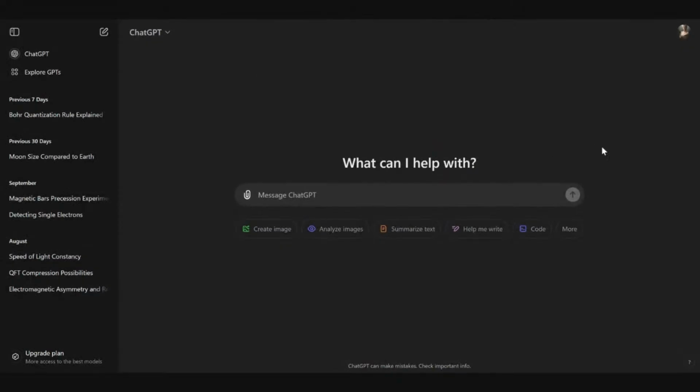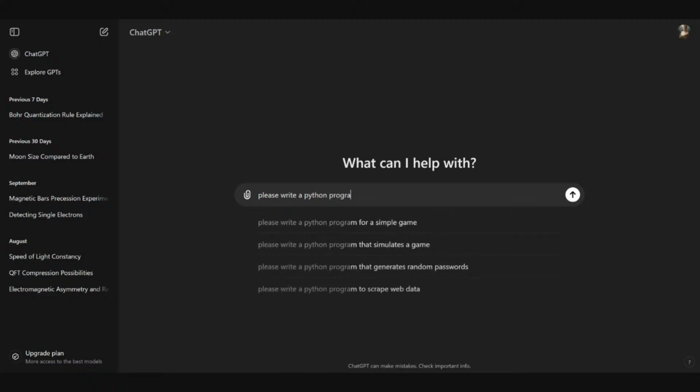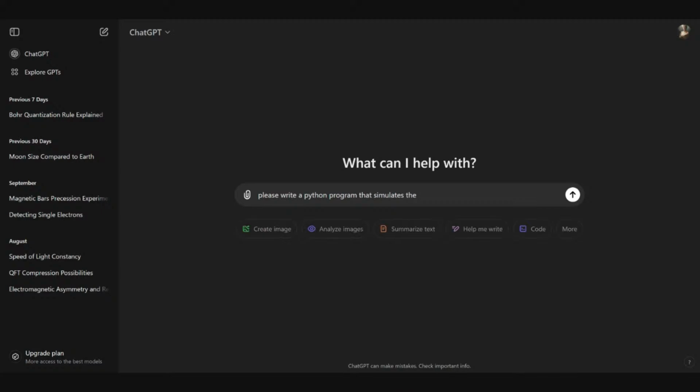So we're going to ask ChatGPT, please write a Python program to simulate a quantum entanglement experiment. Entanglement experiment.